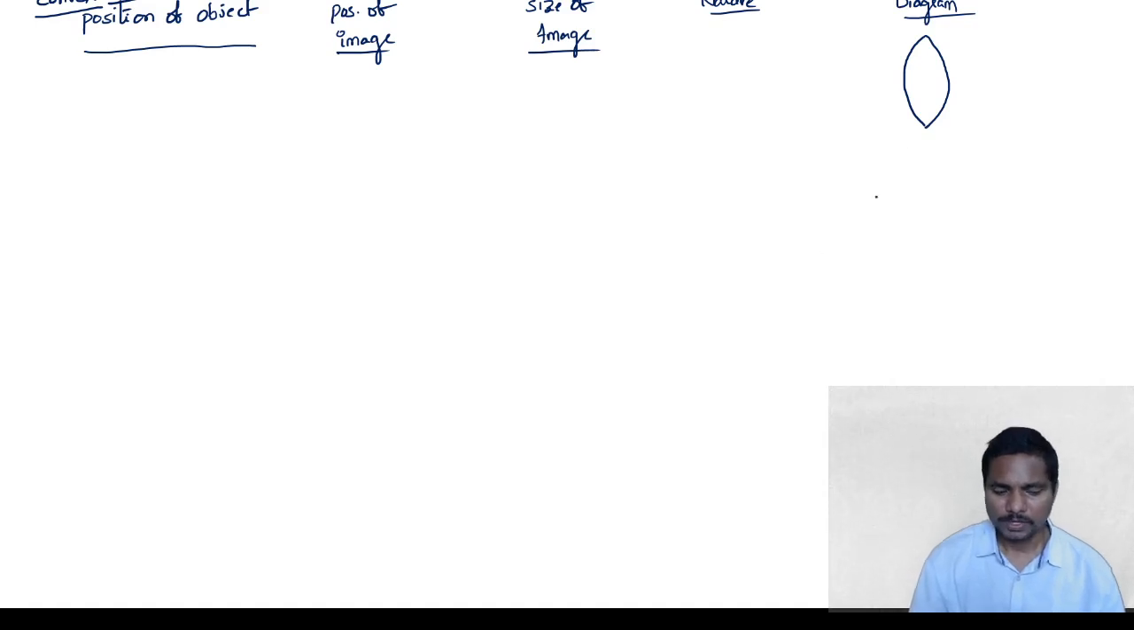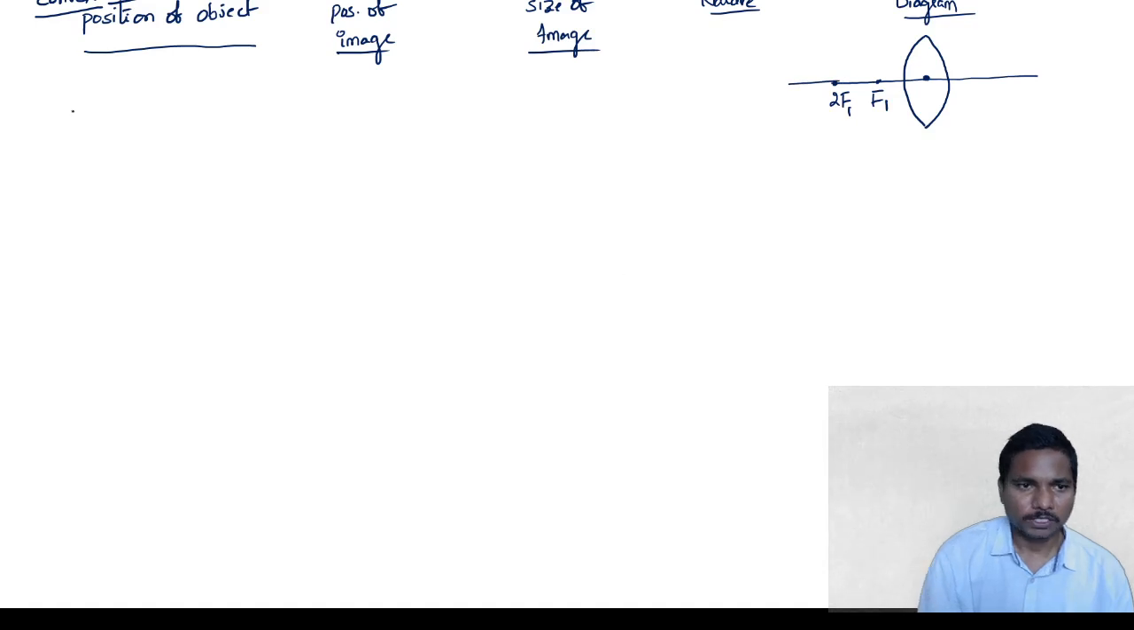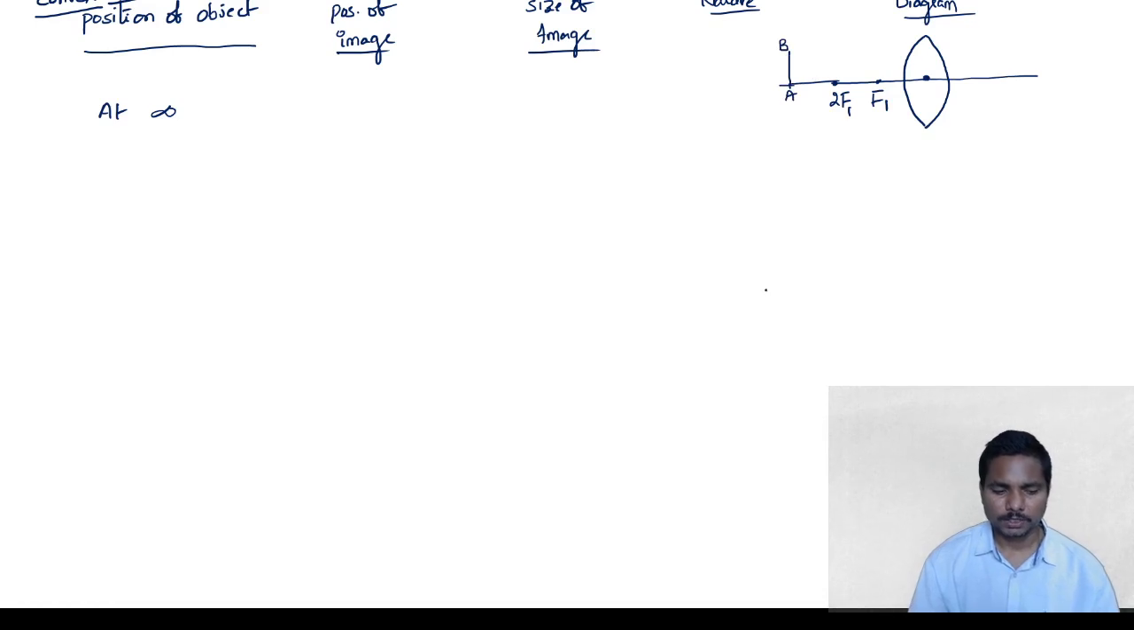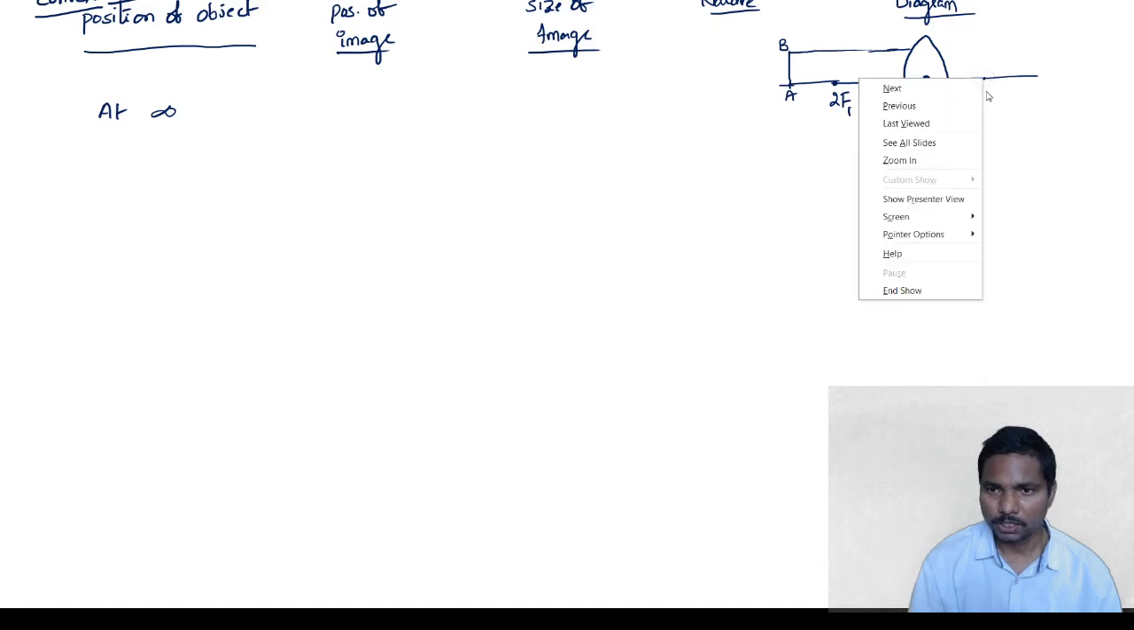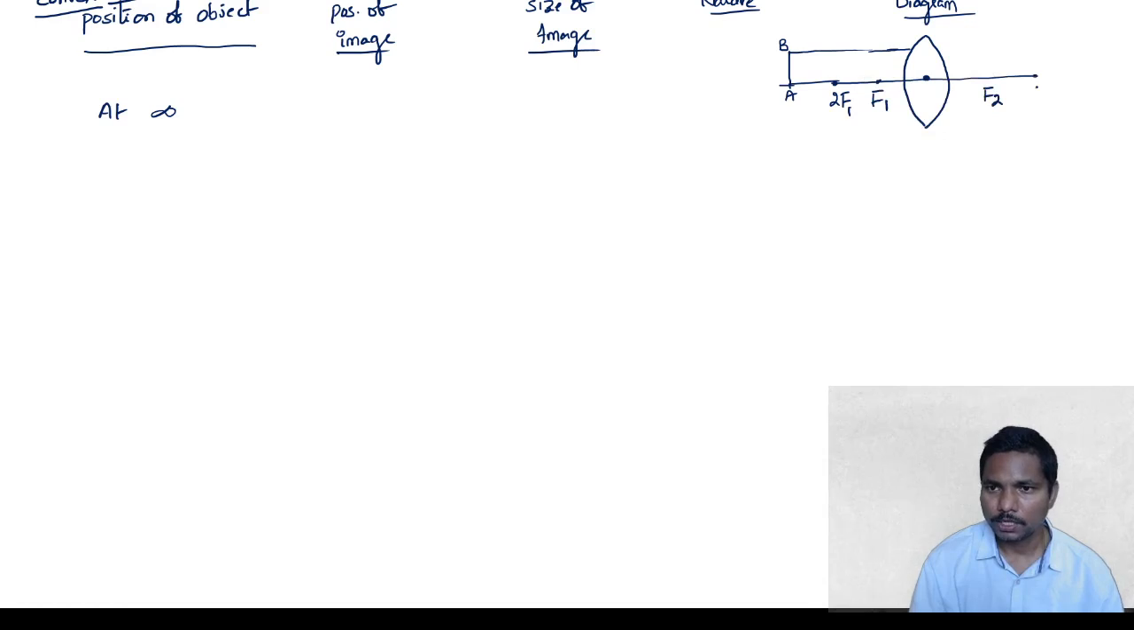So I am going to take this as the convex lens. We have the optical center. Here I have focus 1, and I'm going to take focus 2. First of all, I take the position of the object at infinity. The first case is infinity only. Whenever a parallel ray strikes the lens, what will happen? It will go through the focus on the other side. So here let us take F2 and 2F2.